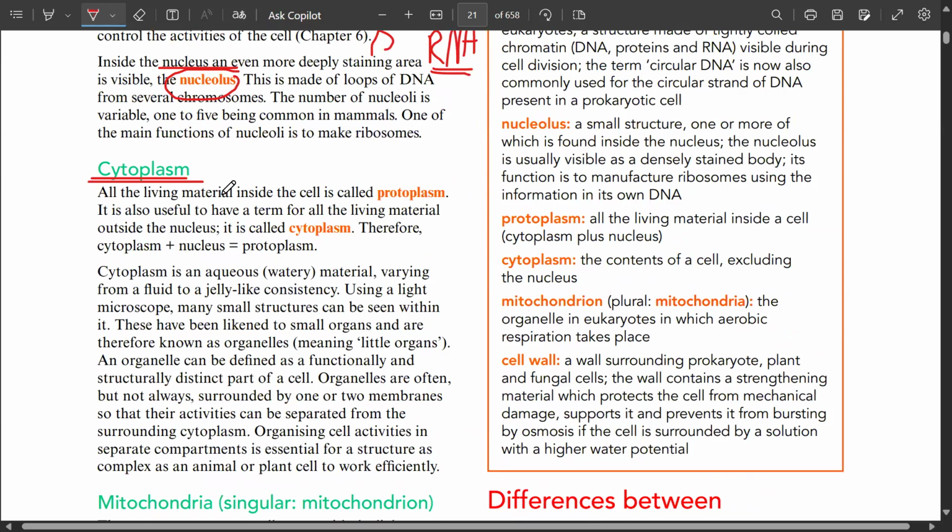Yeah. Good. All the living material inside the cell is called protoplasm. What is protoplasm? It's a mixture solution of enzymes, chemicals, hormones, neurotransmitters, substances, catalysts. They're all a mixture, which is called protoplasm. And protoplasm is present inside the vacuole, and the vacuole's membrane is known as the tonoplast.